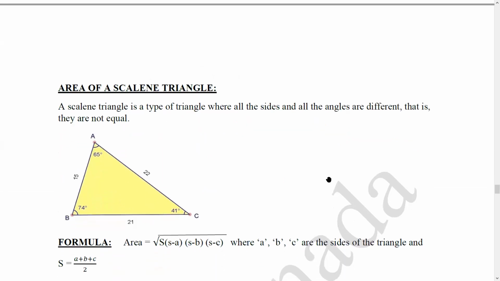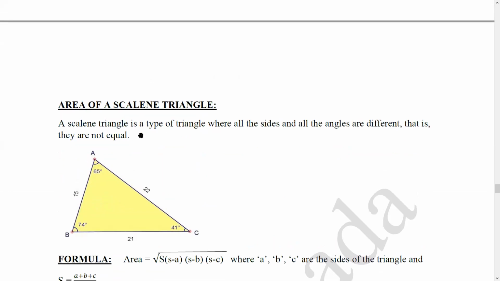Right, this is where things get a little tricky now. The area of a scalene triangle. A scalene triangle is a type of triangle where all sides and all angles are different, so they are not equal. As you can see, there's 65, 74, 41, different angles. And the sides, 22, 21, 15, different sides. The formula is the square root of S into S minus A, S minus B, S minus C, where A, B, and C are the sides of the triangle.